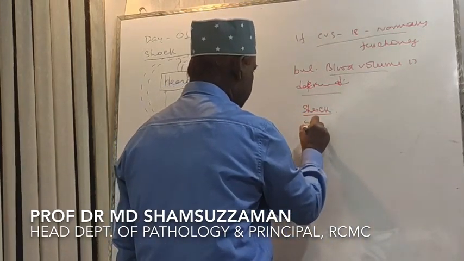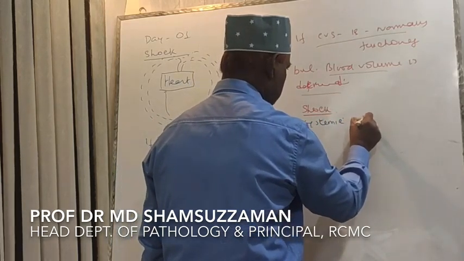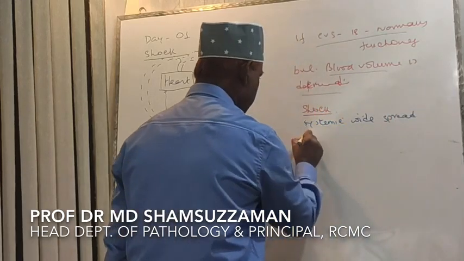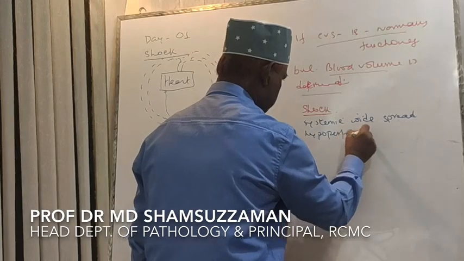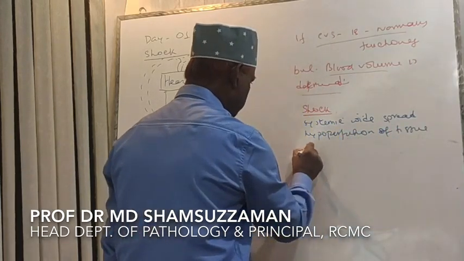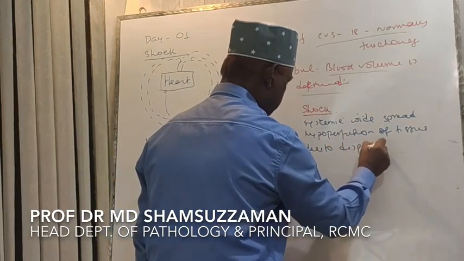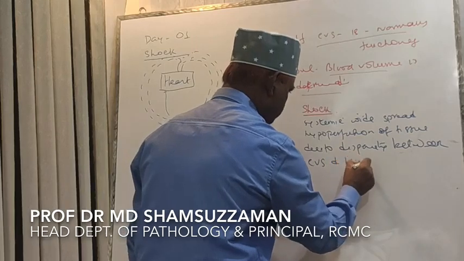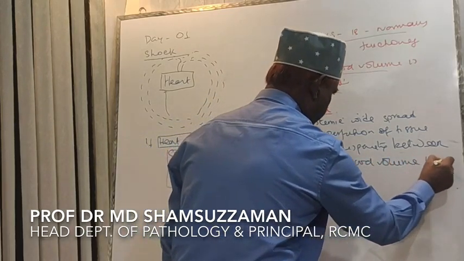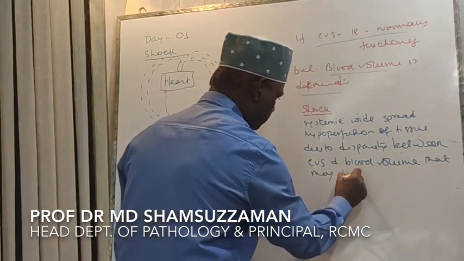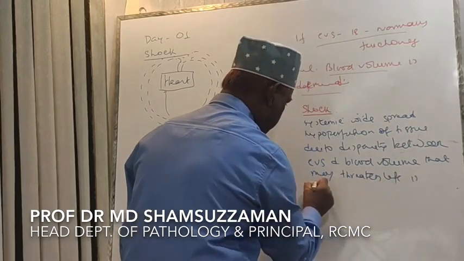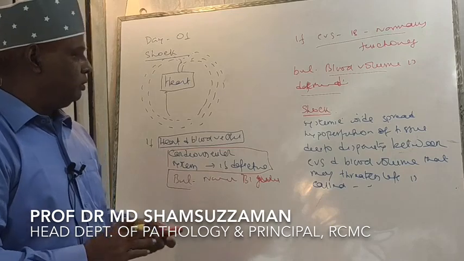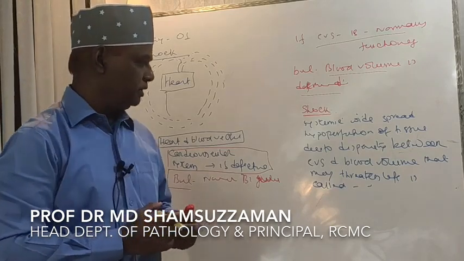Systemic widespread hypoperfusion of tissue due to disparity between the cardiovascular system and blood volume, that may threaten life, is called shock.